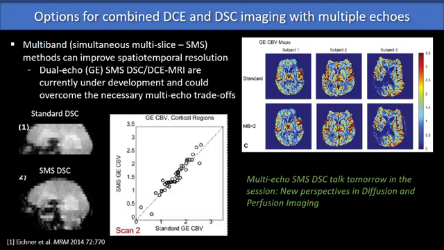They also showed excellent correlation between their SMS and the standard CBVs, and then they showed some examples in 3 subjects showing very nice correlation. I will note that there is a multi-echo SMS DSC talk tomorrow in the session New Perspectives in Diffusion and Perfusion Imaging. So if you're interested, you should check that out. And I think it's almost like a SAGE type SMS sequence with some interleaved acquisitions. So that could be really interesting.